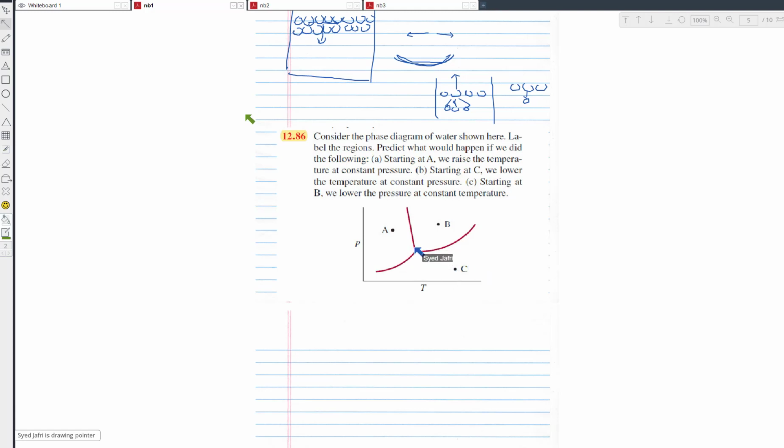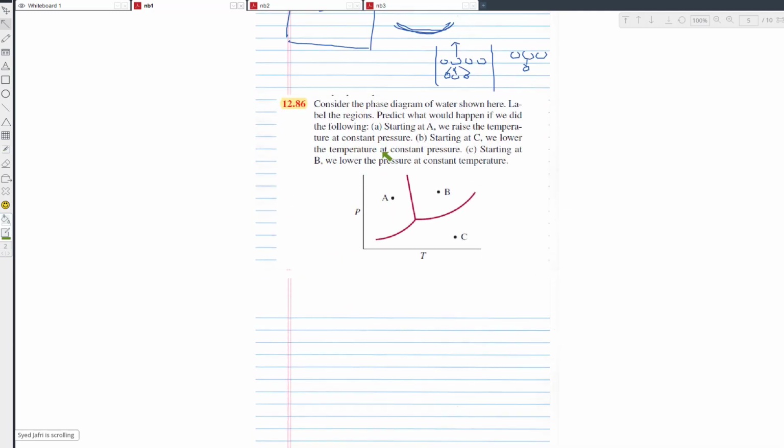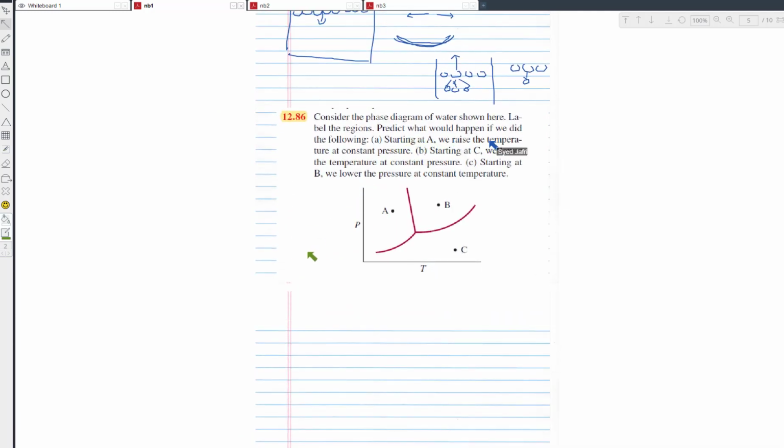Now let's go here. This is called the triple point. Of course, they are not giving any number, but this is the triple point where all three phases can coexist. Starting at A, predict what would happen if we did the following: we raise the temperature at constant pressure.